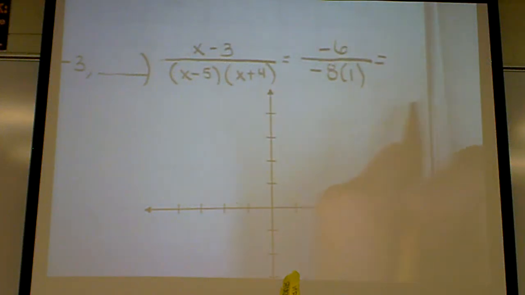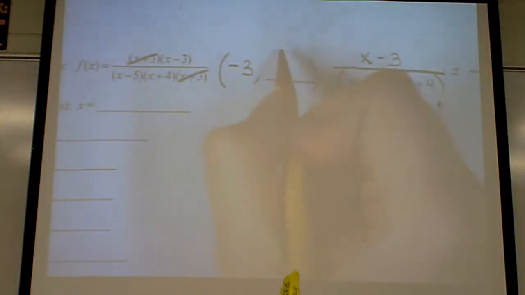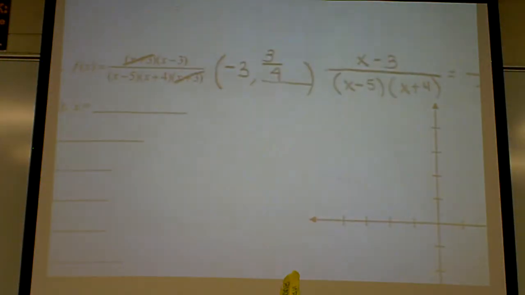What does that reduce to be? 3/4. So 2 goes into each one evenly, and we get 3/4. So our hole is at -3, 3/4. So let's put that in our line over here.